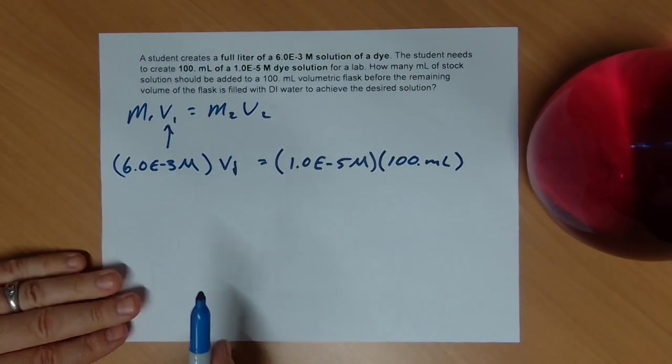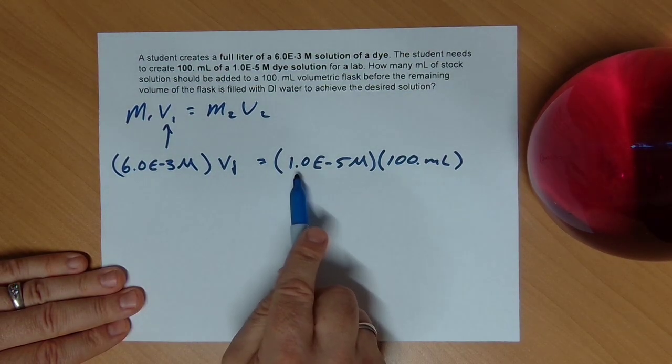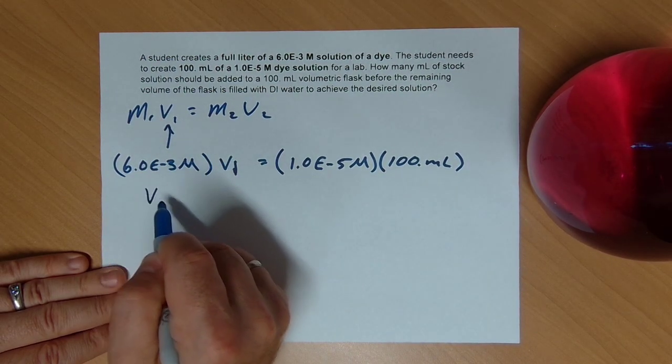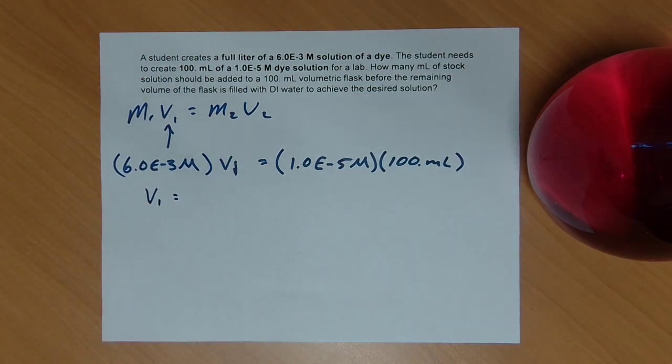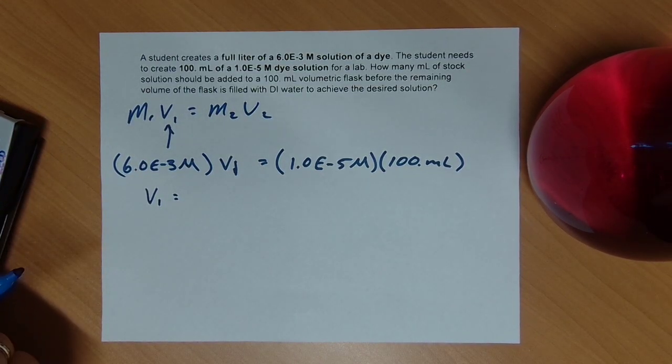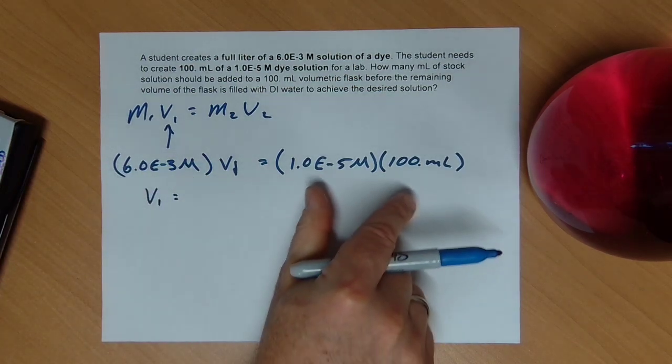So if we were doing sig figs, notice I have 2 here, I have 2 there, I have 3 here. 2 is going to be my limit. But I'm going to say V1 after I solve this out. Need my trusty calculator here. Okay, so I'm going to divide this number over.